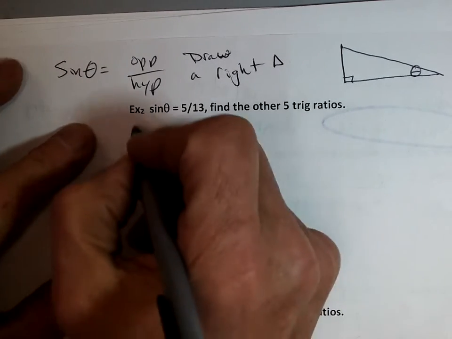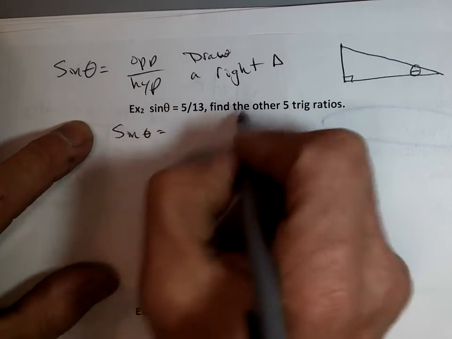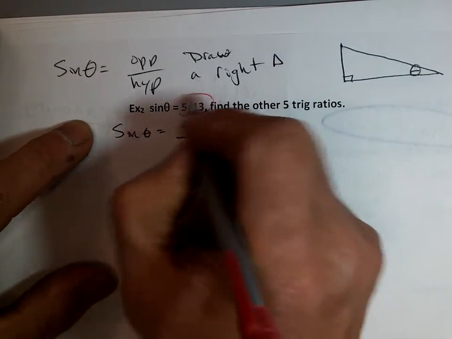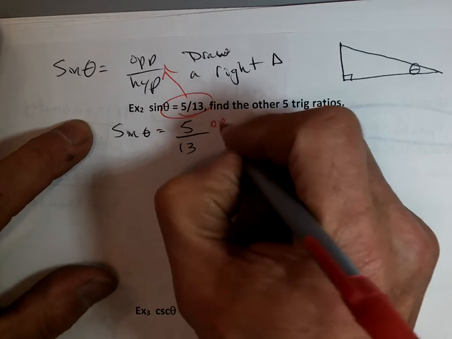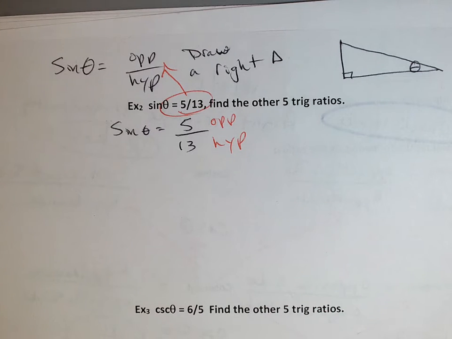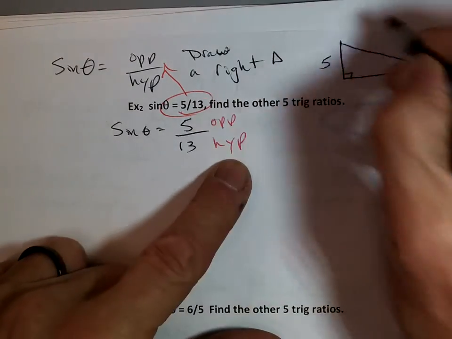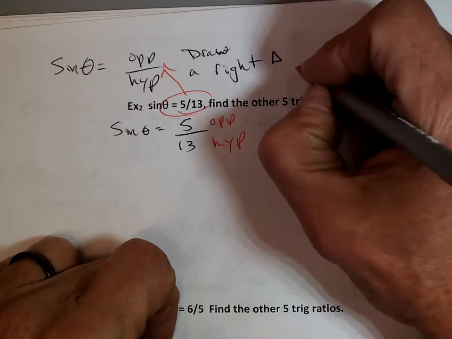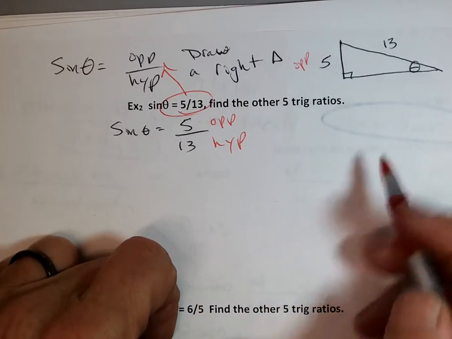So here's what I know. If sine of theta is equal to 5/13, then the 5 has to be the opposite, because I know sine is opposite over hypotenuse, so 5 is my opposite, and my 13 is my hypotenuse. On my triangle, the opposite side is 5, and the longest side, the one opposite the 90, is my hypotenuse, 13.